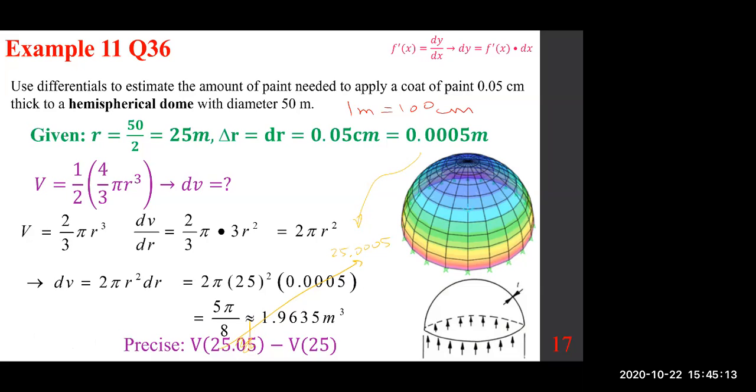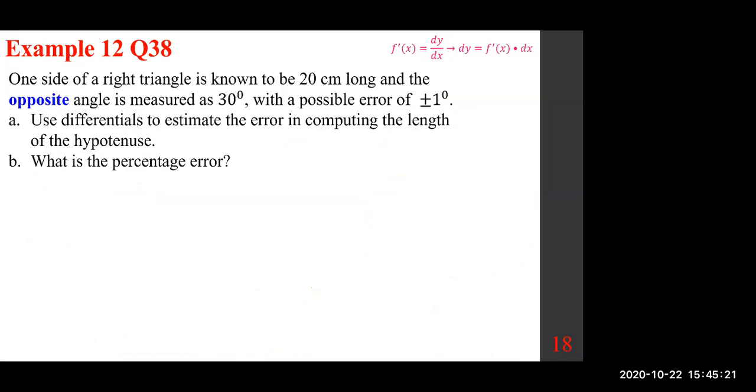I want to look at the last question, class. The last question of the section says one side of a right triangle is known to be 20 centimeters. So one leg is 20 centimeters. The opposite angle is 30 degrees, and maybe we have a possible error of plus minus 1 degree. We want to use differentials to estimate the error in computing the length of the hypotenuse. And what is the percent error? The first part is simply dy equals f prime of x dx in general.